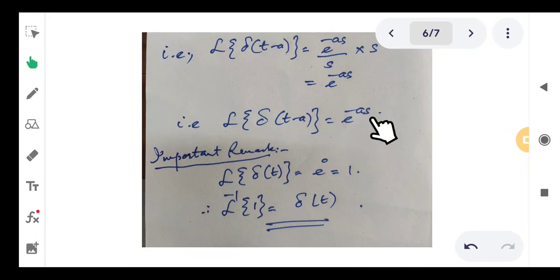Now, one important remark: when a is 0, it will be the Laplace transform of δ(t), that is e^0, which is equal to 1. That is very important to remember. The Laplace transform of δ(t) is 1, which means the inverse Laplace transform of 1 is δ(t). That is how we compute the inverse Laplace transform of 1. Remember, the inverse Laplace transform of 1/s is 1, and the inverse Laplace transform of 1 is equal to δ(t). So the inverse Laplace transform of a constant c will be c times δ(t). This is how we do the problem.